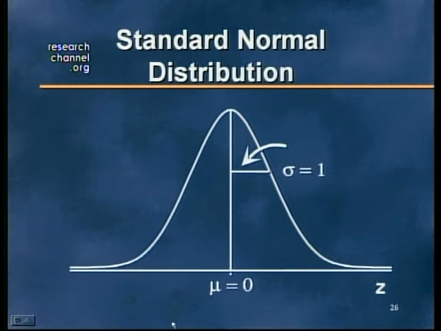So here is the standard normal distribution. It's centered at 0 and has a standard deviation of 1. Going back to the characteristics of the normal curve, about 68% of the observations, or the total probability, would fall within plus or minus 1 standard deviation, in other words between negative 1 and positive 1. About 95% would fall within 2 standard deviations of the mean, between negative 2 and positive 2. And almost all of the observations would fall between negative 3 and positive 3.